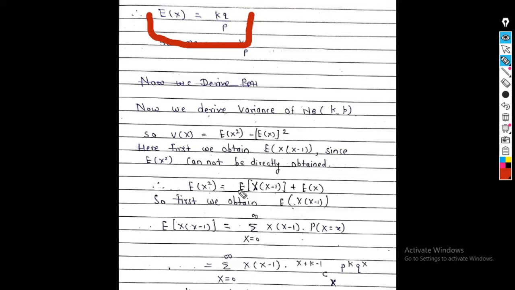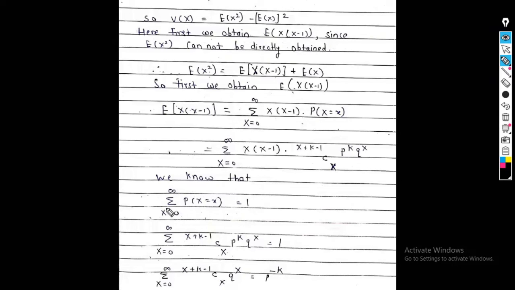Expectation of X square is expectation of X into X minus 1 plus expectation of X. We have found expectation of X. Now we only have to find expectation of X into X minus 1. So expectation of X into X minus 1 is equal to summation x equal to 0 to infinity x into x minus 1 into probability of X equal to x. So summation x equal to 0 to infinity x into x minus 1 into PMF of negative binomial distribution, that is x plus k minus 1 Cx p raised to k q raised to x.